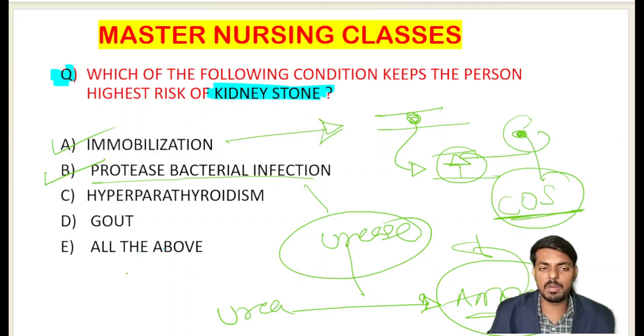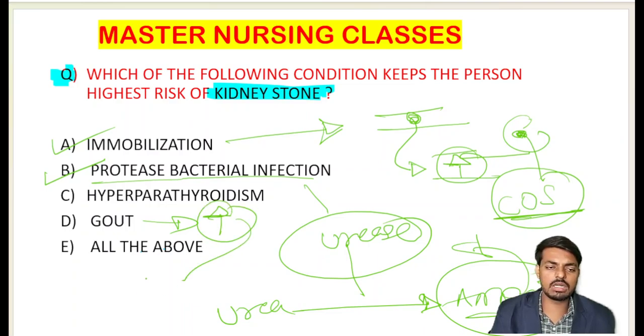And in hyperparathyroidism, there is increased parathyroid hormone, which increases the blood calcium level. So again there is a highest chance of the calcium phosphate stone or the calcium oxalate stone. And in gouty arthritis, there is an excess increase in uric acid. So this uric acid may accumulate in the kidney, and there is a formation of the stone of the kidney, that is the uric acid stone. So all the above keep the person at the greatest risk of kidney stone.